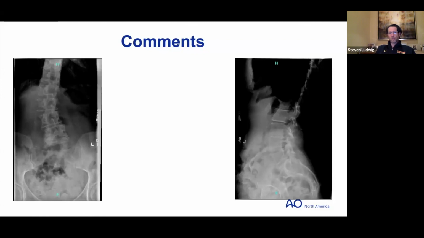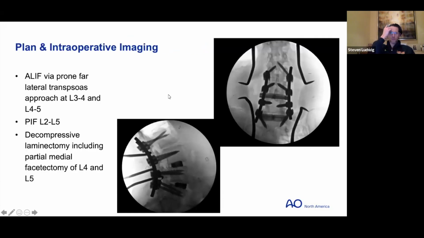So show us what you did here, and then let's get some thoughts from Eugene about this. So what did you end up doing here for this case? So we performed lumbar interbody fusion through prone lateral transpsoas approach at L3-4 and L4-5 with posterolateral fusion of L2 through L5.